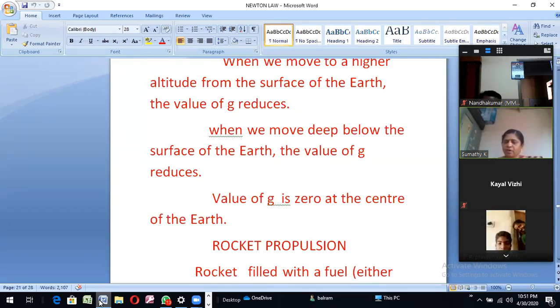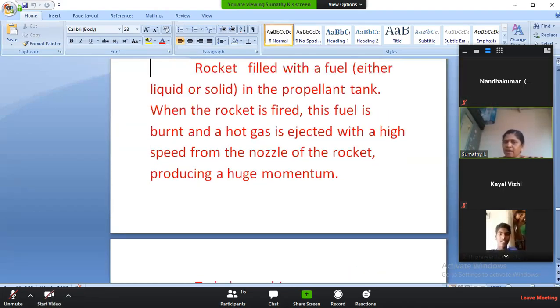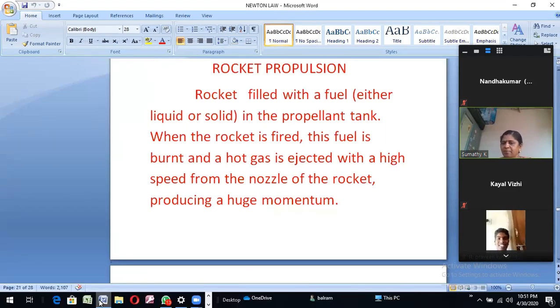Next, now we go to rocket propulsion. How is the rocket launched, ma? So many rockets are launched. Okay, what is the principle for the rocket movement? First of all, the rocket will be sent in a straight line. Okay, and so Newton's third law is applied in rocket propulsion. Okay, what is the third law? For each and every action, there is an equal and opposite reaction.